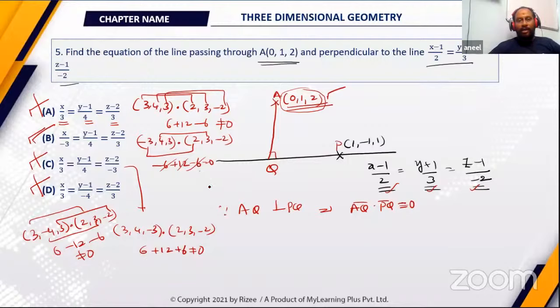So the method we have adopted here is option verification, where in step 1 we found out which option satisfies the line passing through 0, 1, 2. Unfortunately, all 4 options are satisfied. Then there will be a unique line through 0, 1, 2 which will be perpendicular to the line PQ.